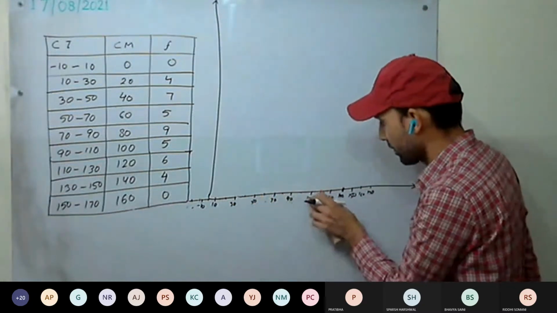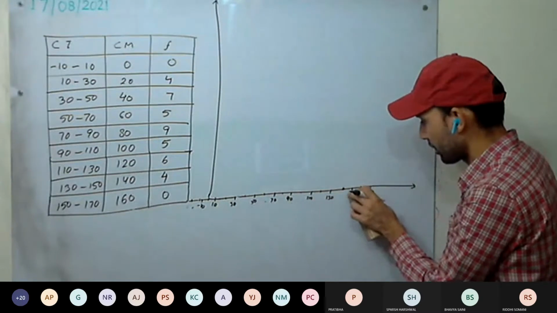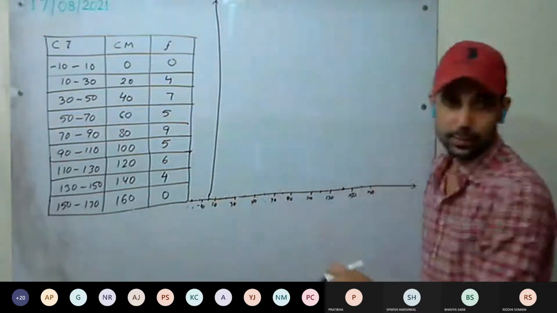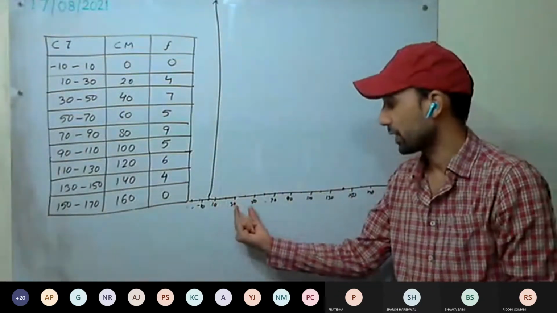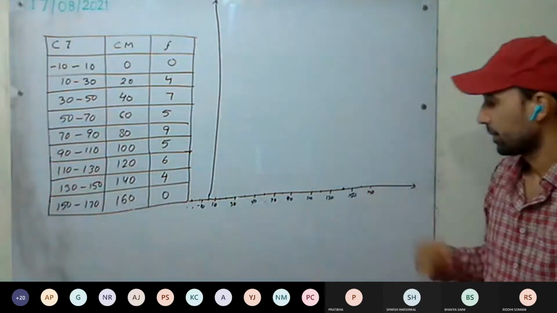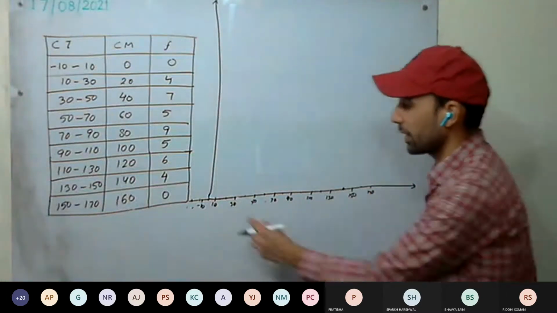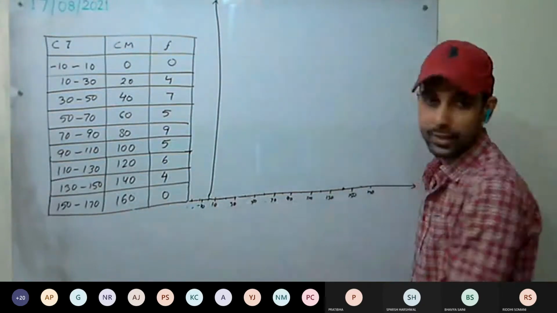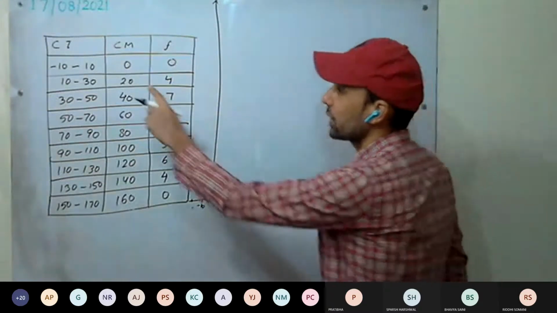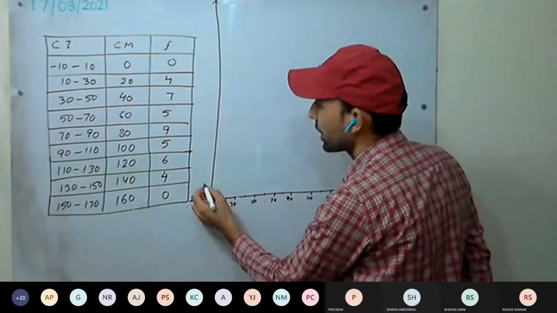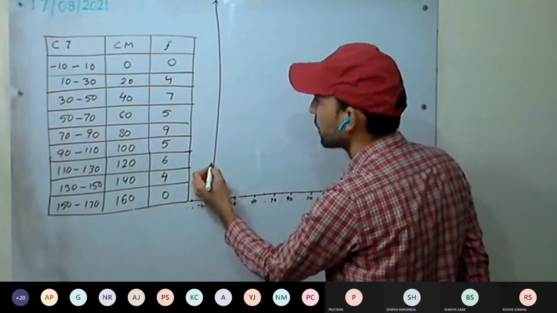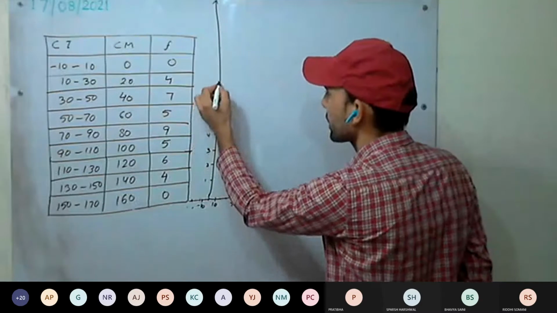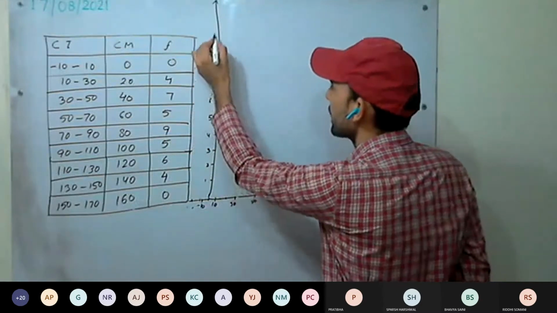So again, you are going to get a bar width of 1 centimeter. Understood? These are the class intervals 10 to 30, 30 to 50. Again, you get a bar width of 1 centimeter only. So the first one is 0. Here we can take simply 1. Up to 10 we require 2, 3, 4, 5, 6, 7, 8, 9, 10.